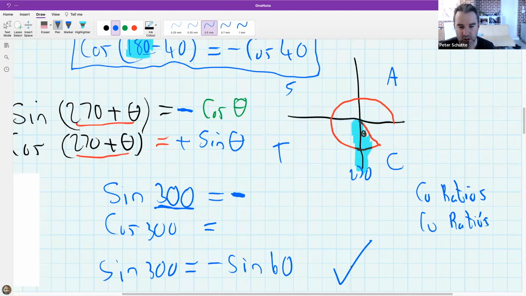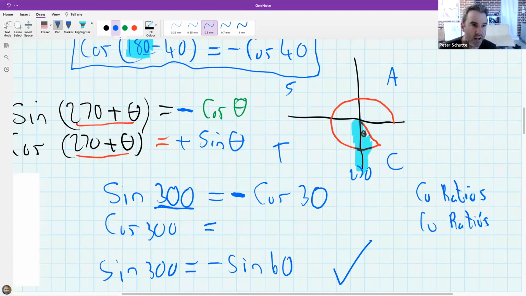If you are using normal reduction formula and the horizontal axis, that works. But in this question, we are learning a new skill where we use something called a co-ratio. Instead of using the nearest horizontal axis, we're using the nearest vertical axis. And when you use the nearest vertical axis, it changes from a sine to a cos. So in this case, it's going to become minus cos 30.